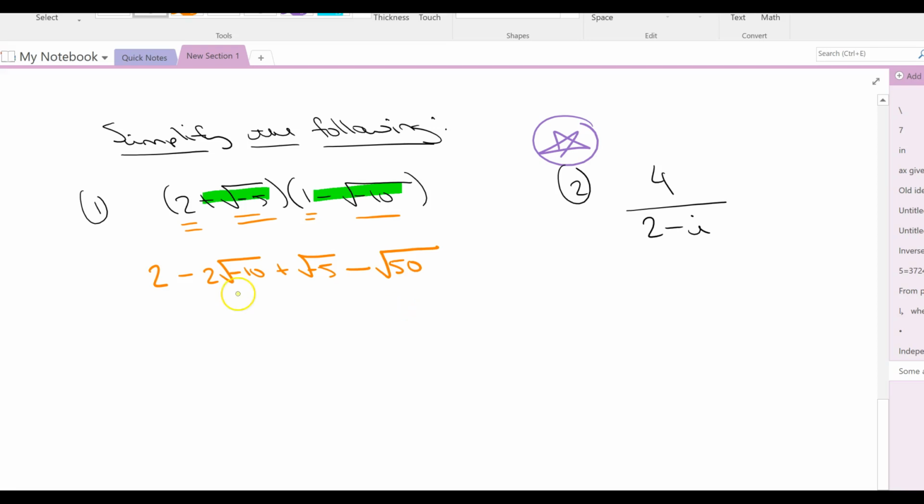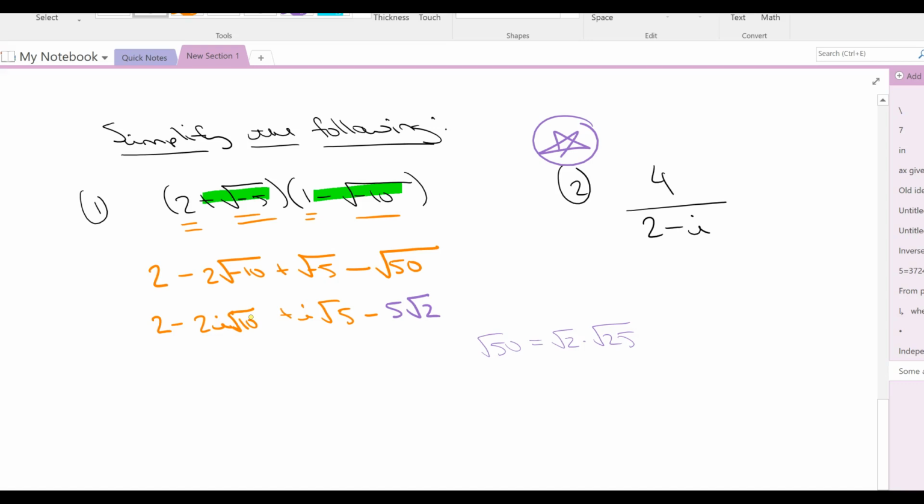All right. Now I'm going to do this. 2 minus 2i root 10 plus i root 5. Everyone see what I did there? Minus, now root 50 is the same thing as root 2 times root 25. So this becomes minus 5 root 2. Let me make this a little bit neater. Sorry about that. This was root 10.